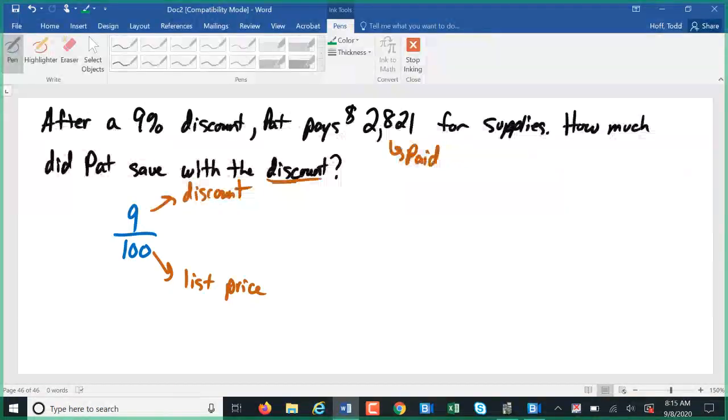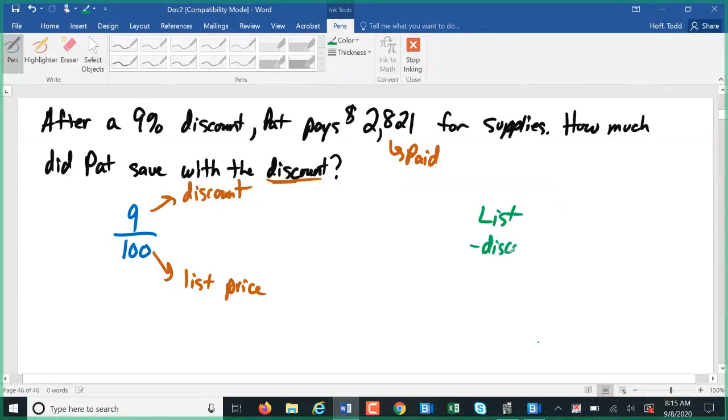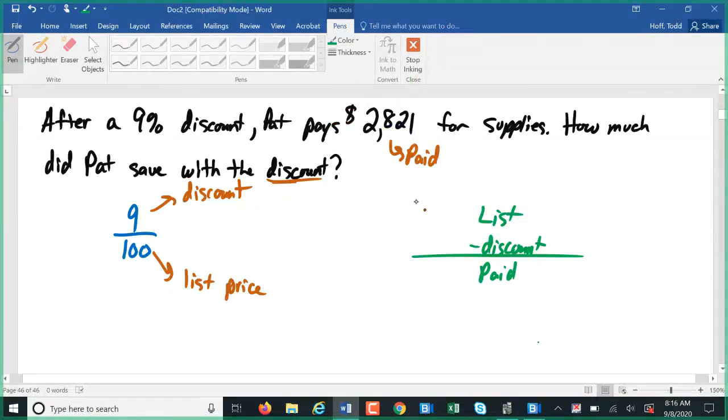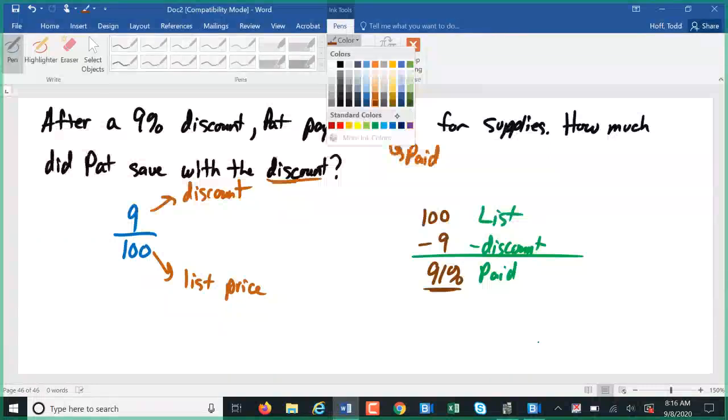So what we have to do is what we just did in that last problem, saying, okay, we have list price minus discount gives us the amount paid. The list price is 100% minus the discount of 9%. The amount paid is 91%. So if we use 91%, let's see if that works better.